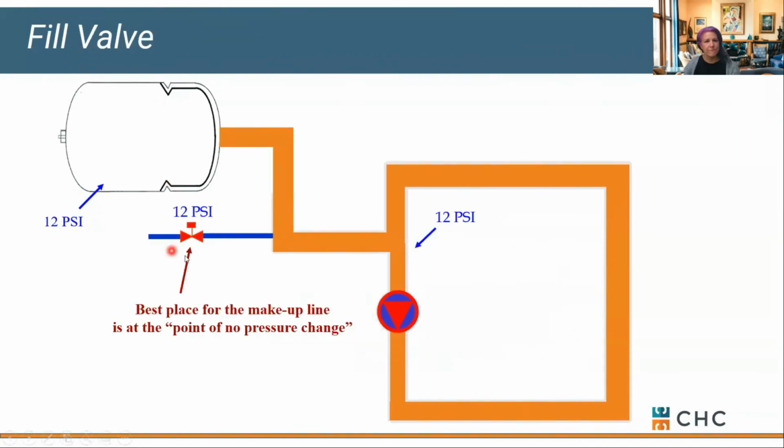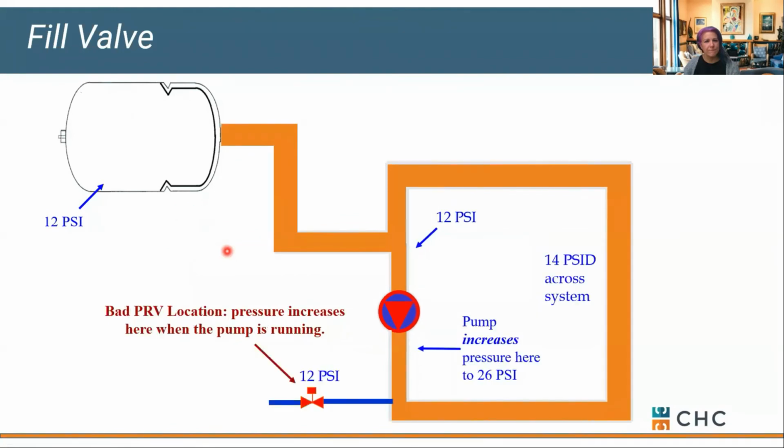And it's a really good spot to locate our fill valve, okay, or our pressure reducing valve. If we make the mistake of putting our fill valve downstream of the pump, and our pump's putting out elevated pressures, our system might run dry before our fill valve ever opens. So that's no bueno on that.